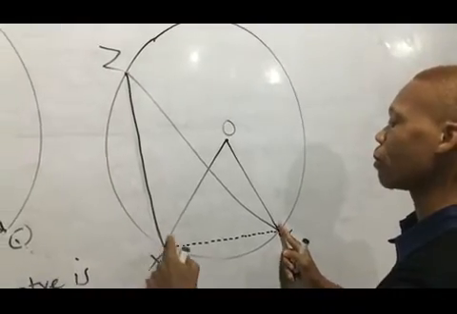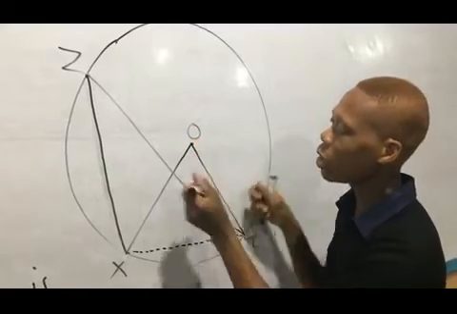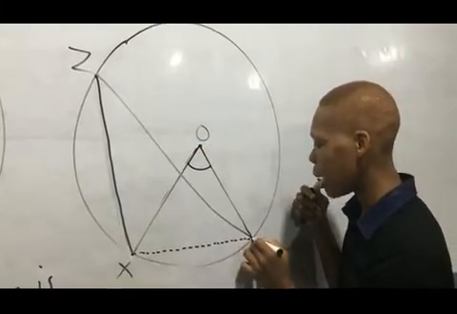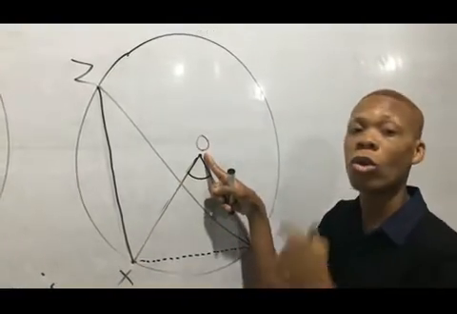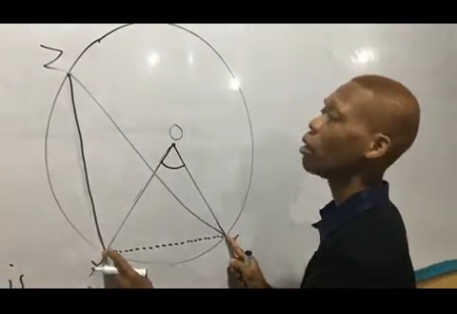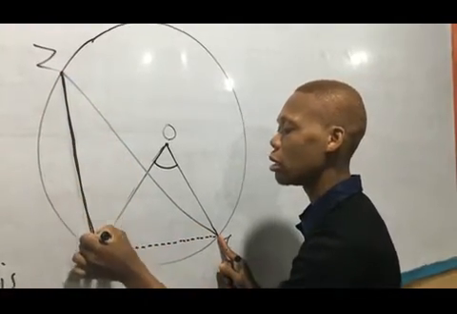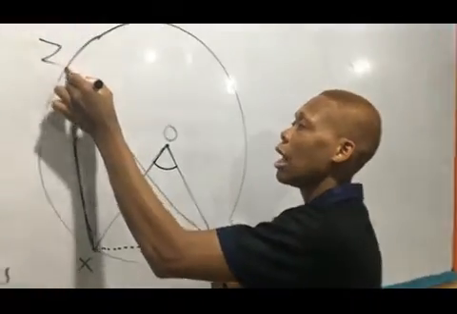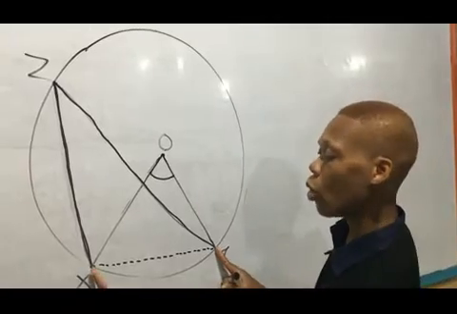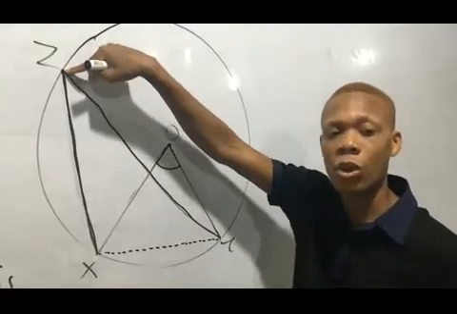Chord XY is subtending angle O at the center. Because if you look at the lines which create this angle O, there is one line at X, the other line is at Y. So XY is subtending O, and O is at the center, so it subtends O at the center. If I look at the same XY, and I look at the angle Z, you realize that for angle Z, one line has a connection with point X, the other line has a connection with Y. So XY here is subtending Z at the circumference.